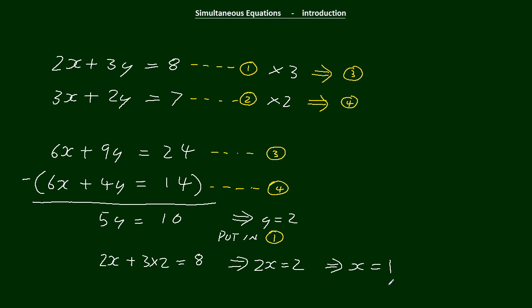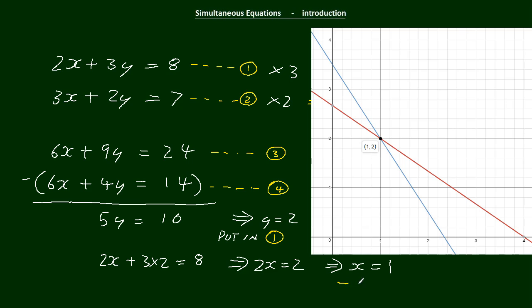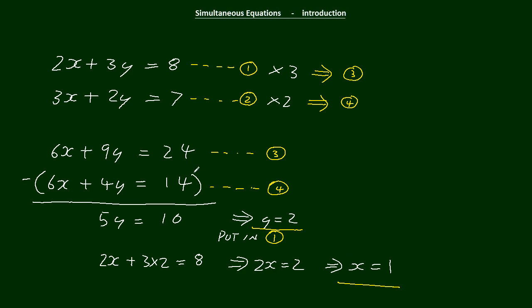And we can show this on a graph. x equals 1, y equals 2. Always good to check it in the second equation just to make sure it works. x equals 1, so we're going to be 3 times 1, 3, and the y is 2, 2 times 2, 4, 4 plus 3, 7, so it works.